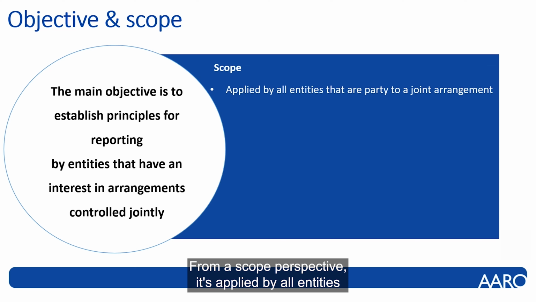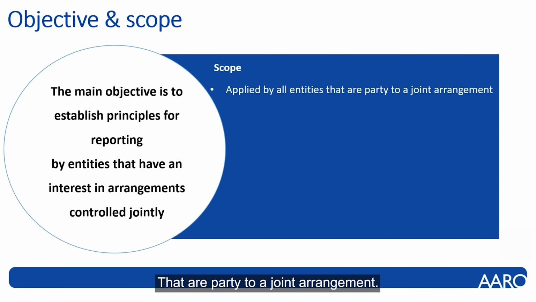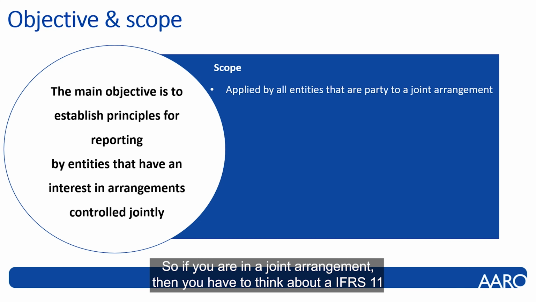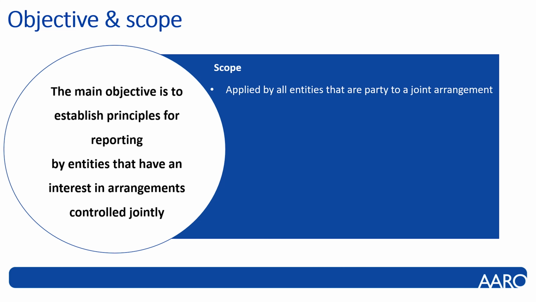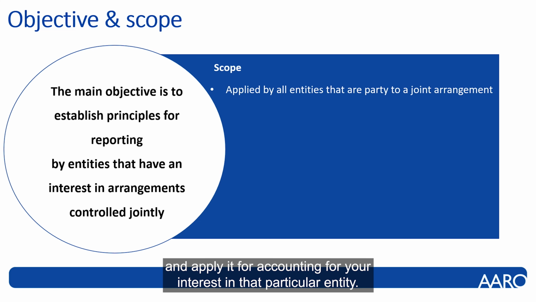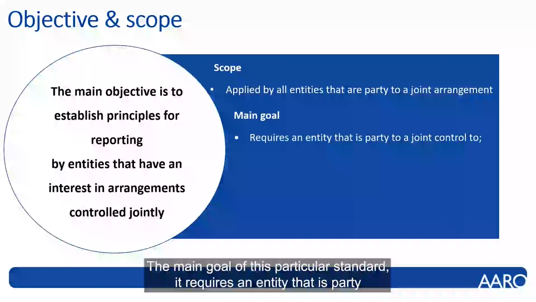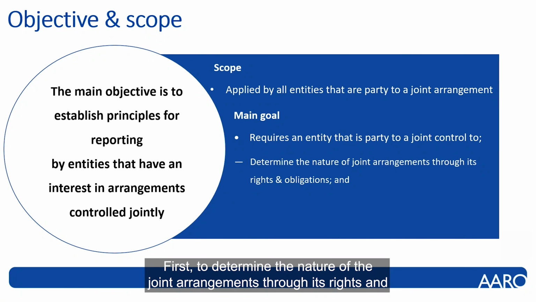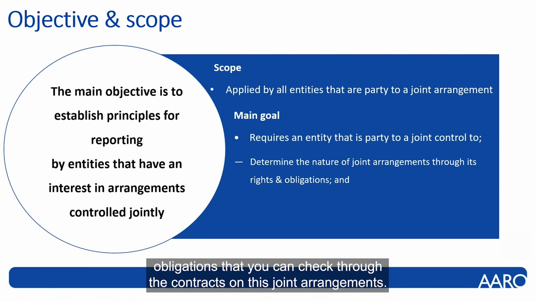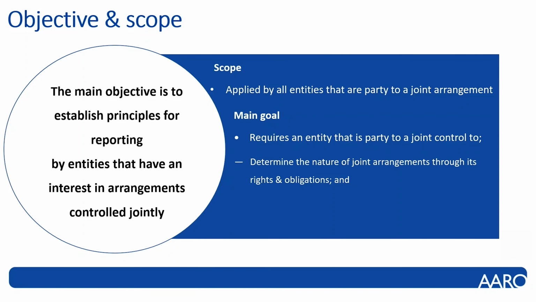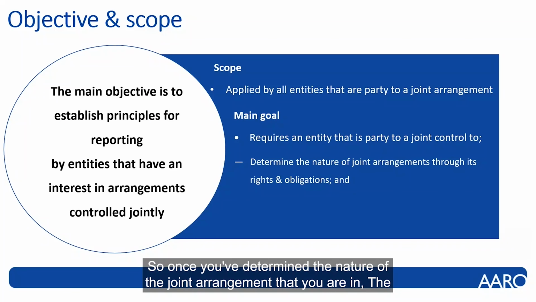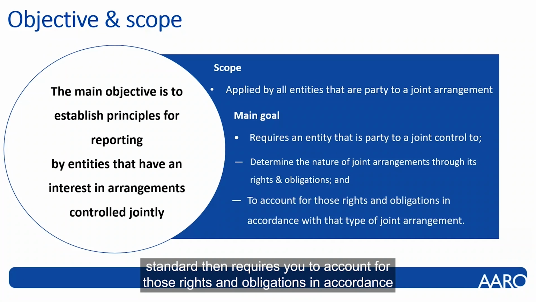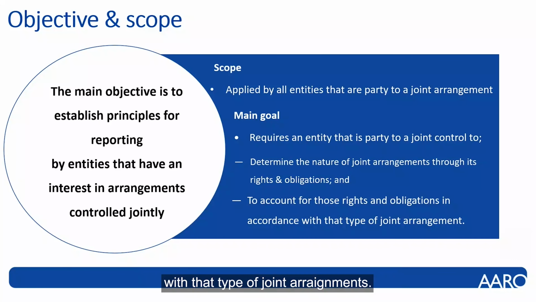From a scope perspective, it's applied by all entities that are party to a joint arrangement. So if you are in a joint arrangement, then you have to think about IFRS 11 and apply it for accounting for your interest in that particular entity. The main goal of this standard is that it requires an entity that is party to a joint control to do two things. First, to determine the nature of the joint arrangements through its rights and obligations, which you can check through the contracts on these joint arrangements. Once you've determined the nature of the joint arrangement, the standard then requires you to account for those rights and obligations in accordance with that type of joint arrangement.